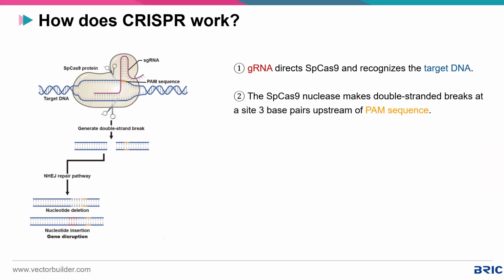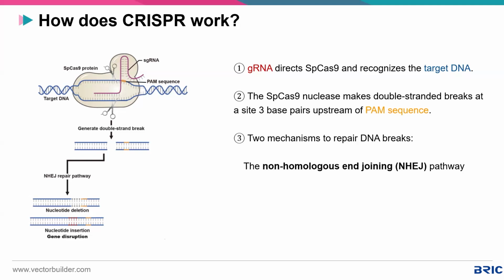And a PAM sequence is a specific motif, a specific nucleotide sequence, which typically happens to be NGG, but it could be something else as well. If the PAM sequence is present, then Cas9 does its thing and introduces double-stranded breaks in the target site.